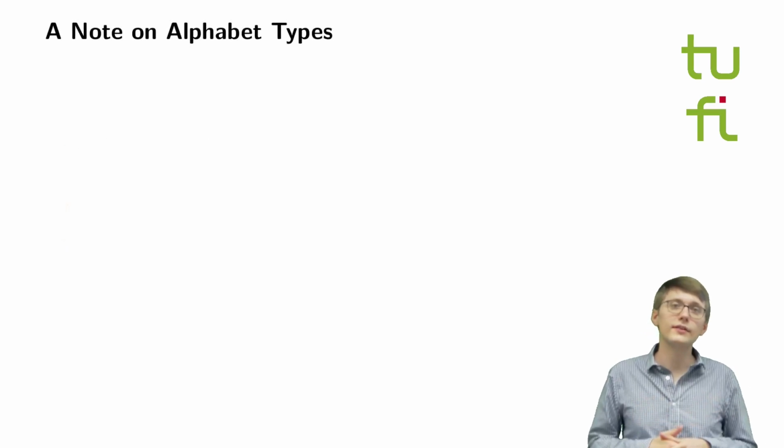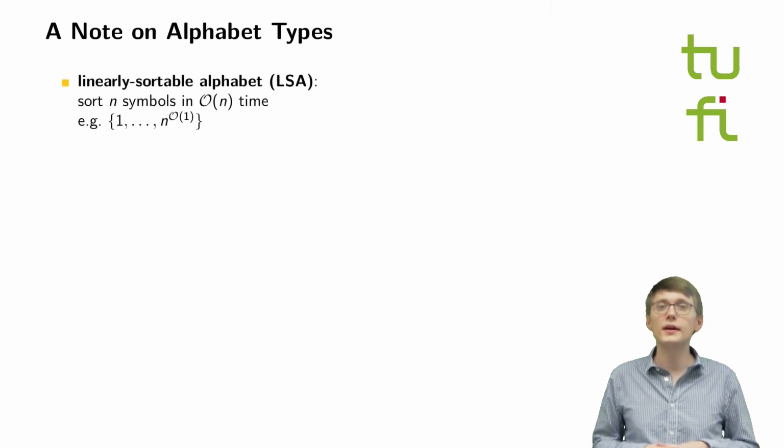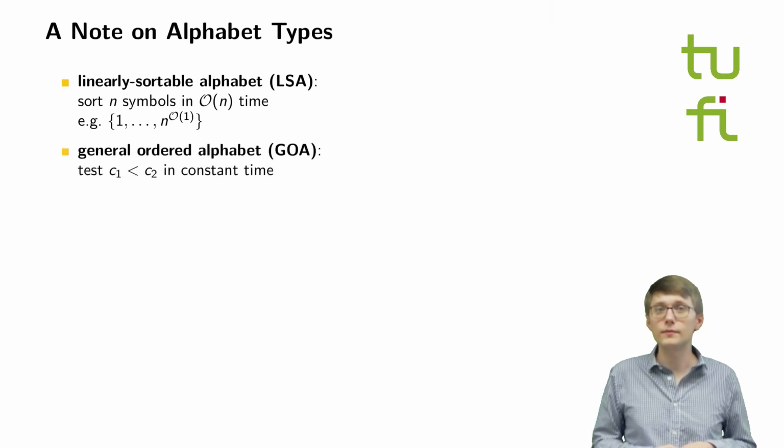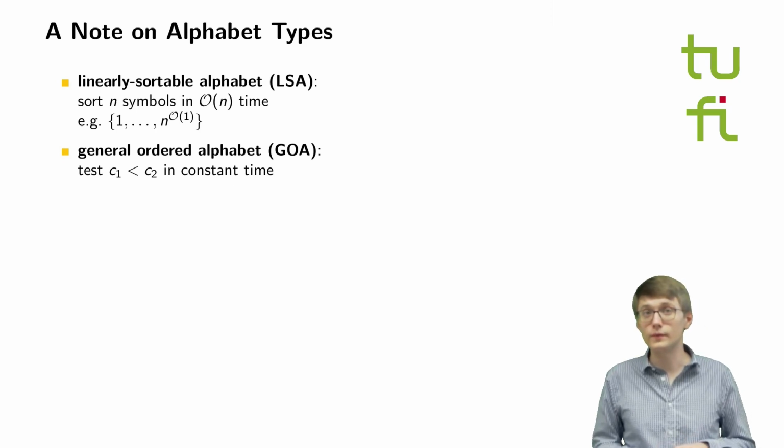So let's start by discussing the different alphabet types. In string algorithmics, we oftentimes assume that we are given a linearly sortable alphabet. That means that given a string of length n, we can sort the n symbols in order of n time. It includes the practical case where we have a polynomial integer alphabet. General ordered alphabets are more restrictive. There is still a total order on the symbols, and we can test the order of any two symbols in constant time. But linear time sorting is no longer possible.